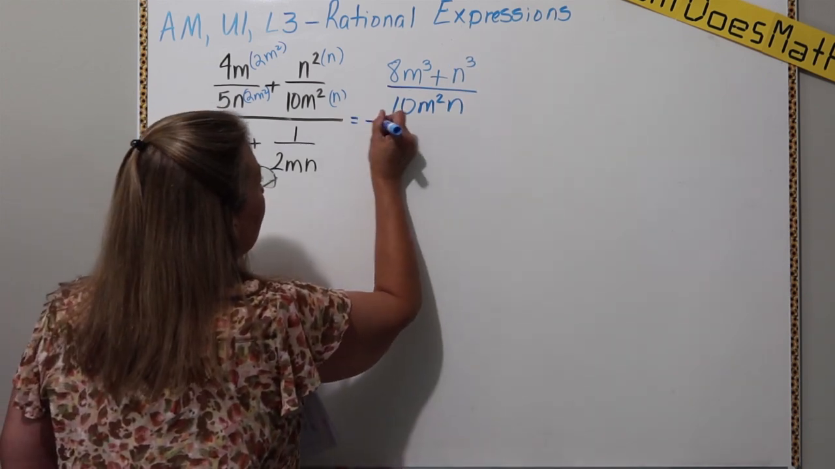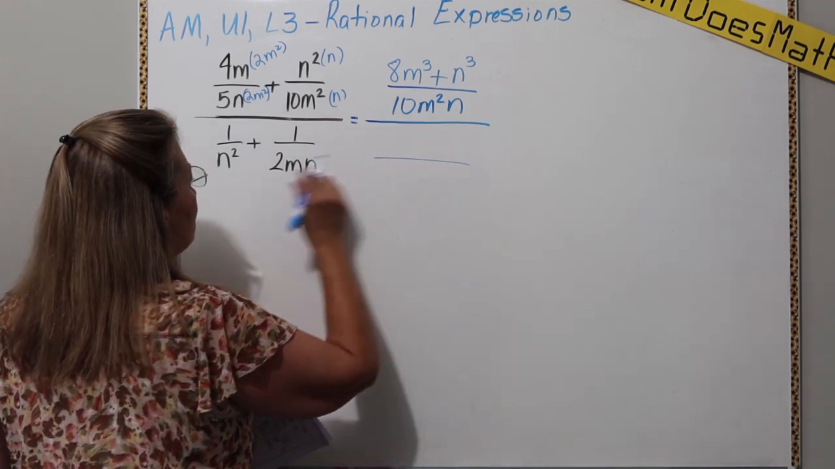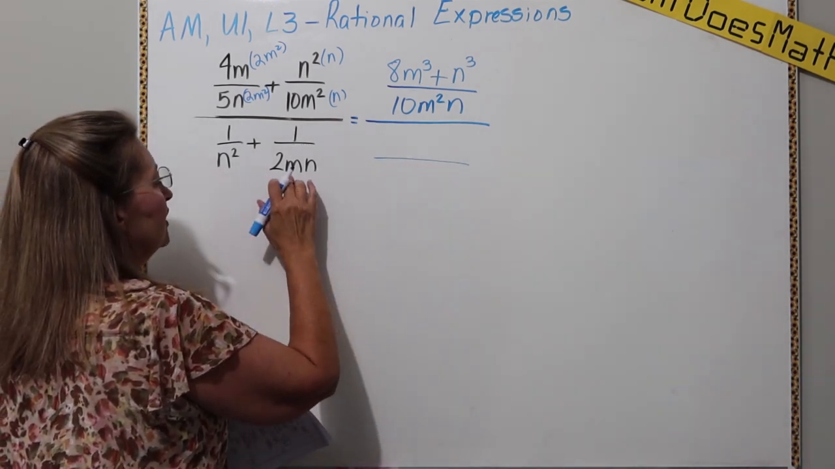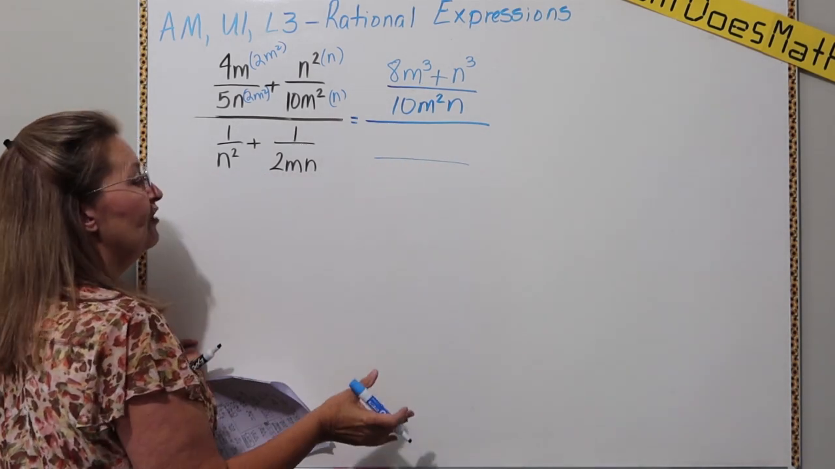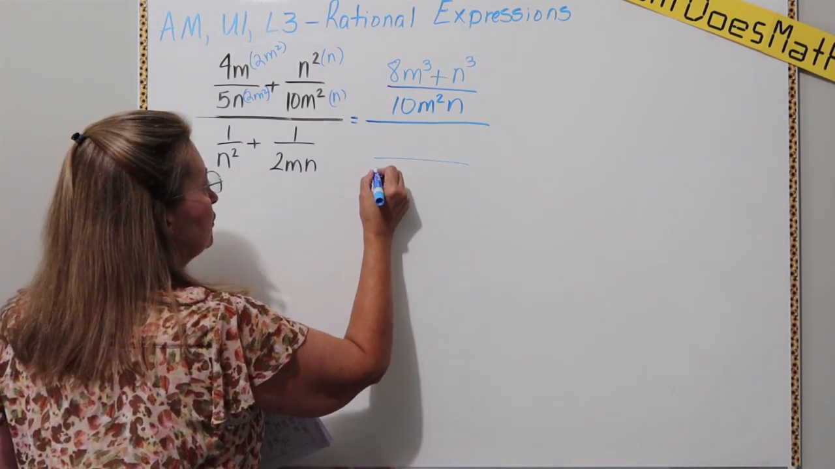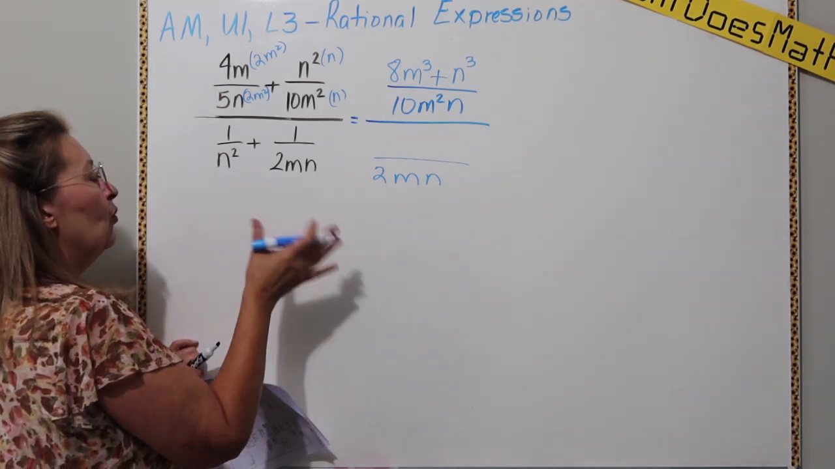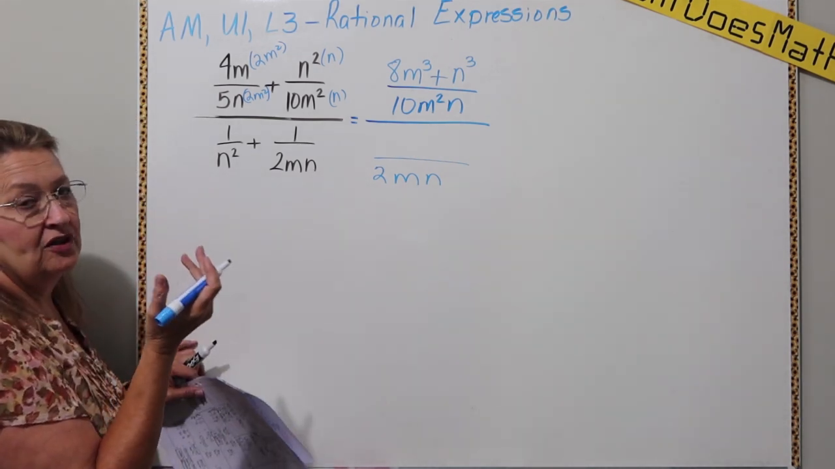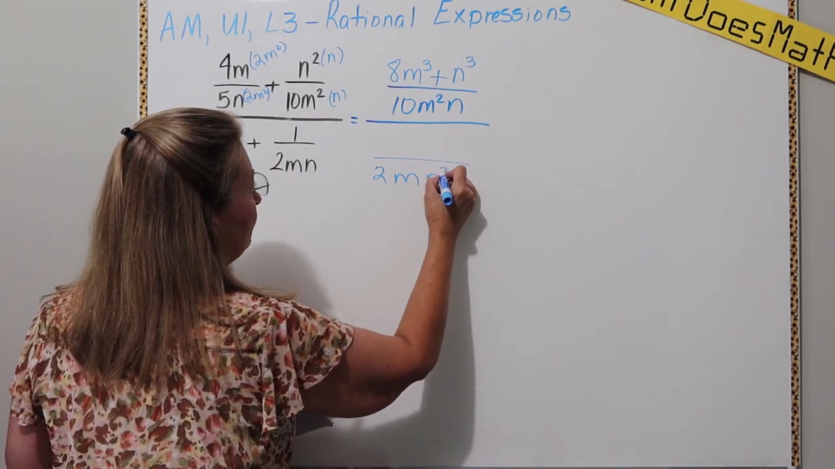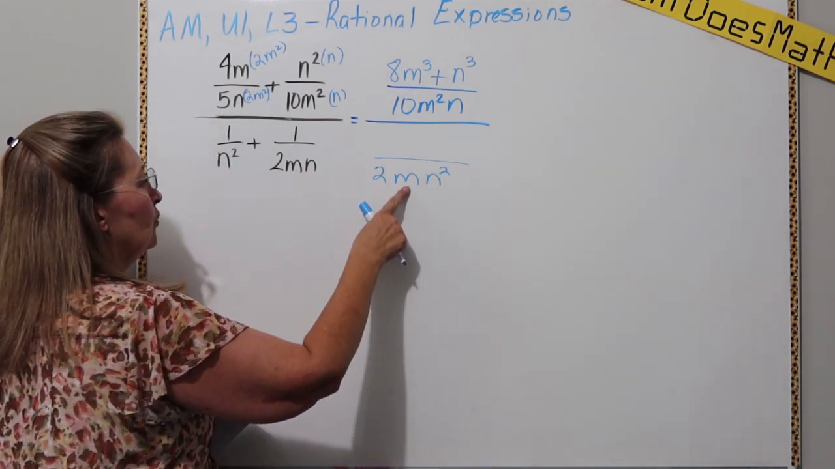Okay, now let's do the bottom. What is a common denominator between n squared and 2mn? Remember, you take one of everything and the highest power of each one. So I've got 2mn, that's one of everything. What's the highest power of one of those that you have? N squared.